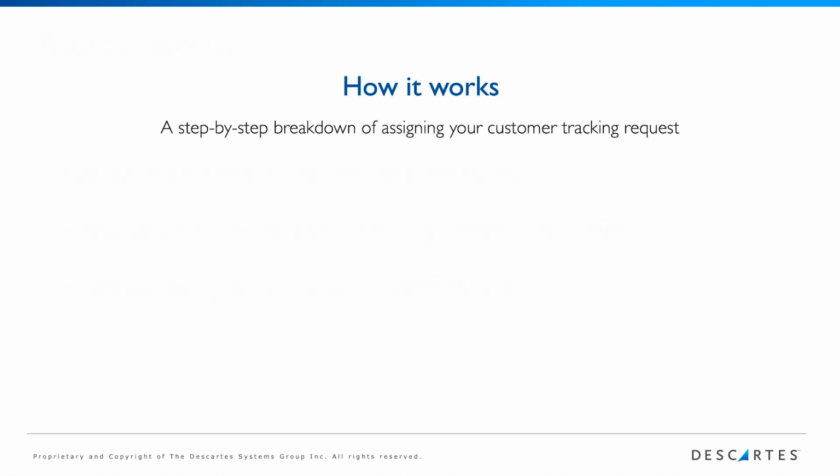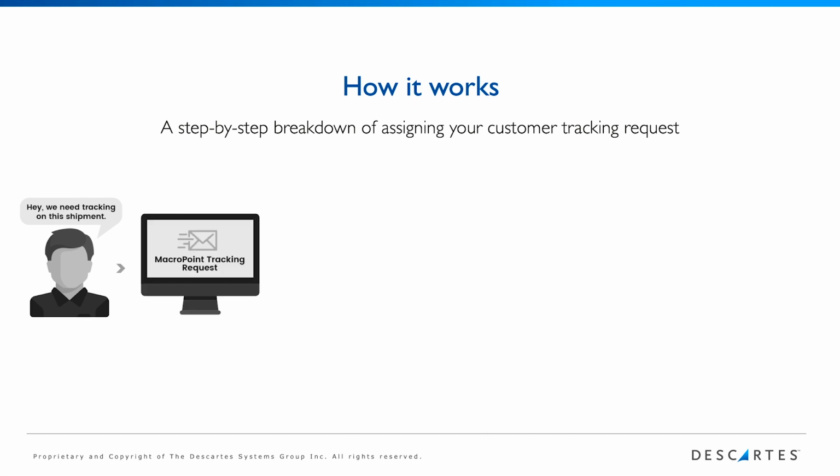First, let's go through an introduction on how Descartes MacroPoint works. To give you a better understanding of the process, we've broken it down into 6 individual steps. Step 1. Your customer wants to track a shipment that you are hauling on their behalf. Step 2. Your customer sends that shipment to you through the Descartes MacroPoint portal for tracking. This is your Descartes MacroPoint tracking request.